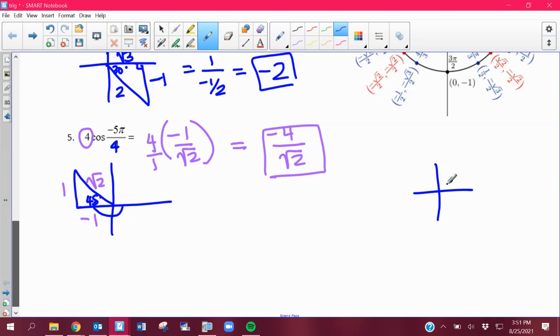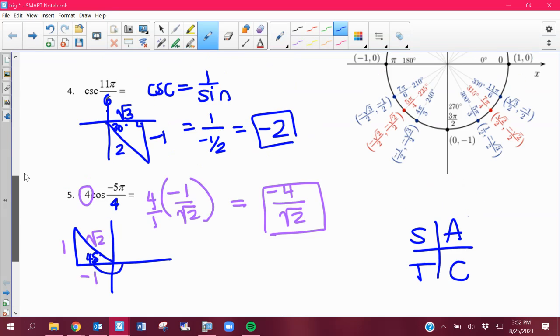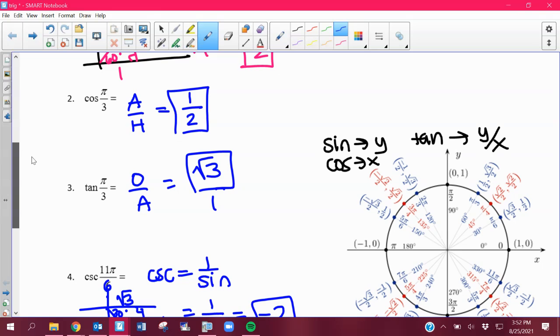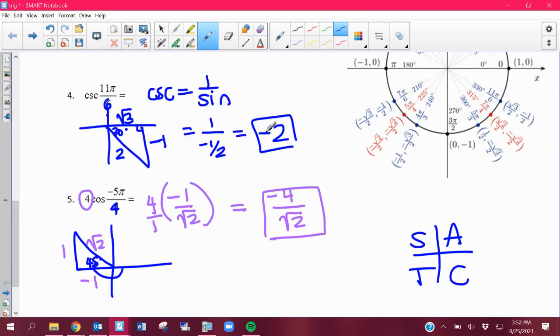The last thing about exact values, if you remember this little mnemonic, all students take calculus. This tells you where your trig functions are positive. So everything's positive in 1, only sine and its reciprocal are positive in 2, only tangent and its reciprocal in 3, and only cosine and its reciprocal in 4. So that kind of can help you out. So you would know that if I was in quadrant 1 for these, they should be positive. Since this guy was in quadrant 4, only cosine is, so that means I knew that that answer should be negative, and same deal with number 5.